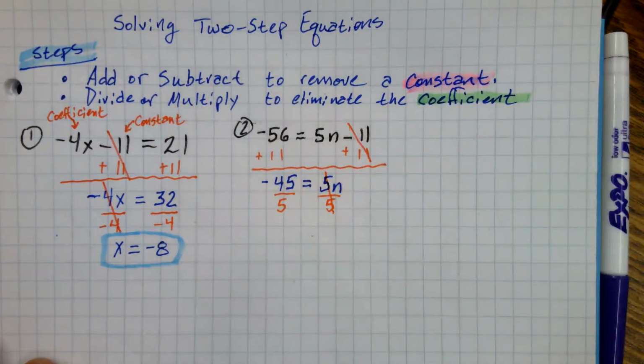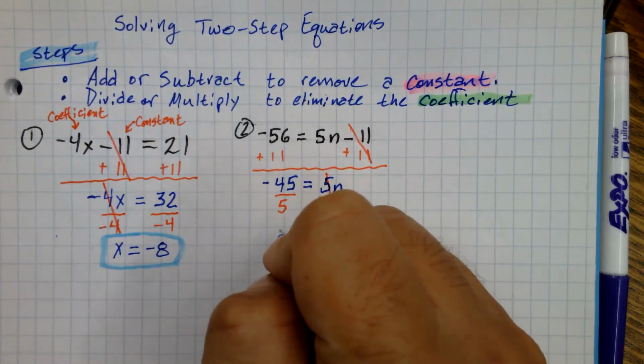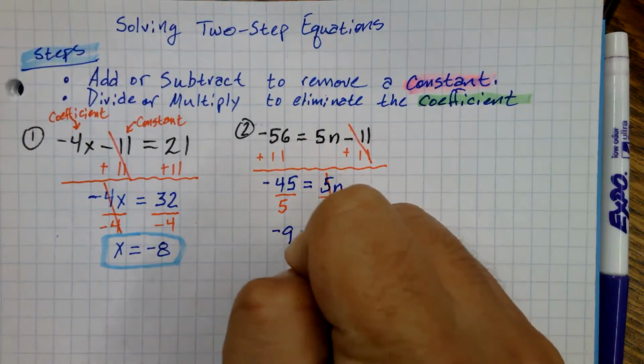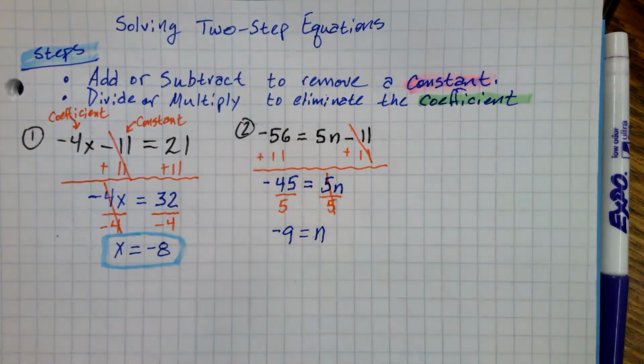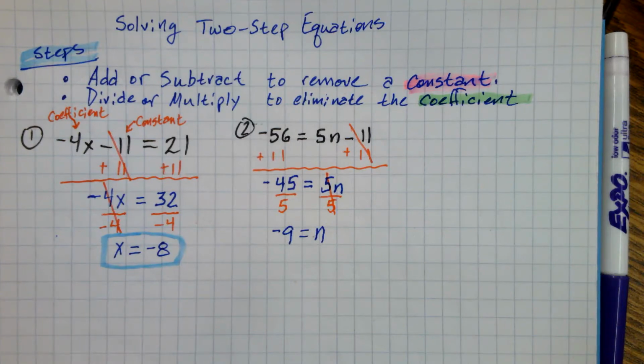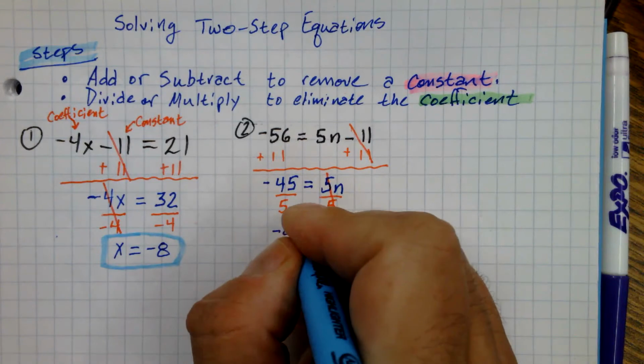So that cancels. And on the other side, I have negative 45 divided by 5, so that is going to be negative 9. So you could write it as negative 9 equals n, or n equals negative 9. Okay. Again, not too bad, right?